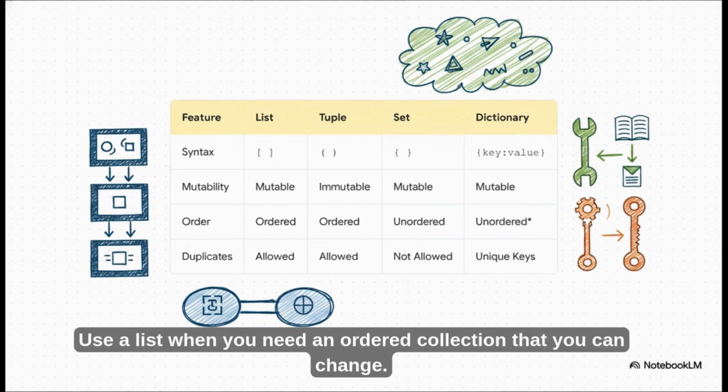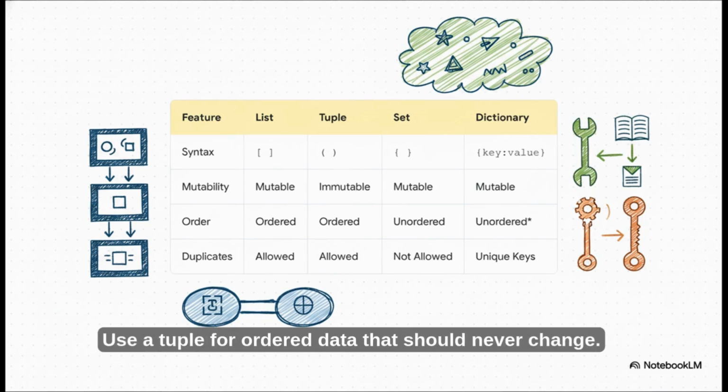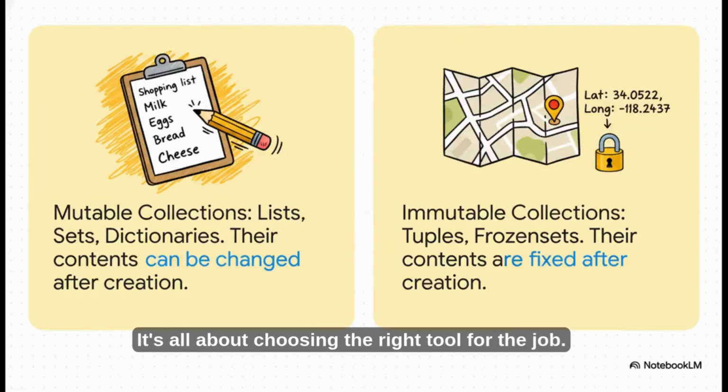Use a list when you need an ordered collection that you can change. Use a tuple for ordered data that should never change. Got it? For storing only unique items where order doesn't matter, you want a set. And for those key value pairs, like a real dictionary, you use a dictionary. So the bottom line is this. It's all about choosing the right tool for the job.